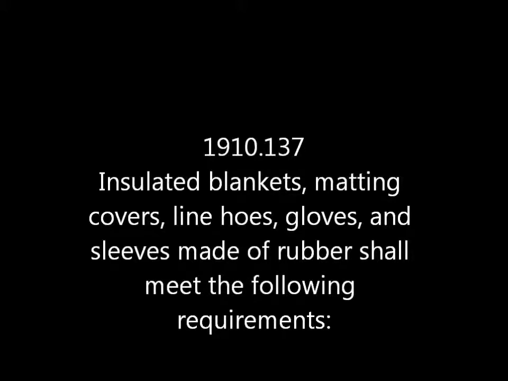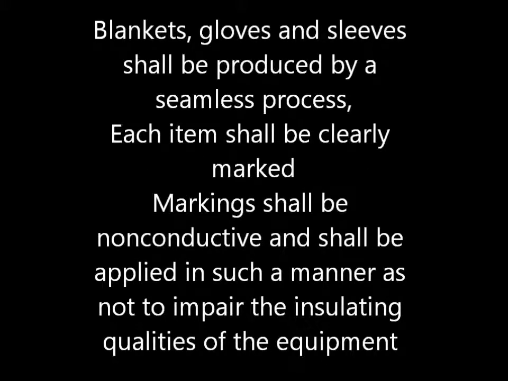OSHA Standard 1910.137. Insulated blankets, matting covers, line hose, gloves, and sleeves made of rubber shall meet the following requirements. Blankets, gloves, and sleeves shall be produced by a seamless process. Each item shall be clearly marked, and markings shall be non-conductive and shall be applied in such a manner as not to impair the insulating qualities of the equipment.